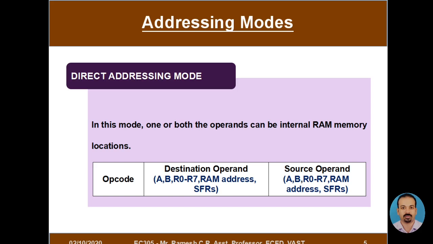Okay, but it is preferred generally that the destination operand will be mostly the accumulator and the source operand will be in the format of a direct register address of the internal RAM location.